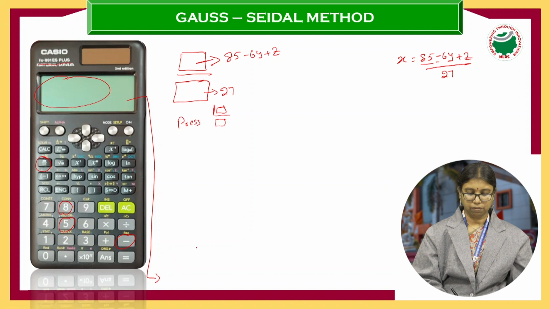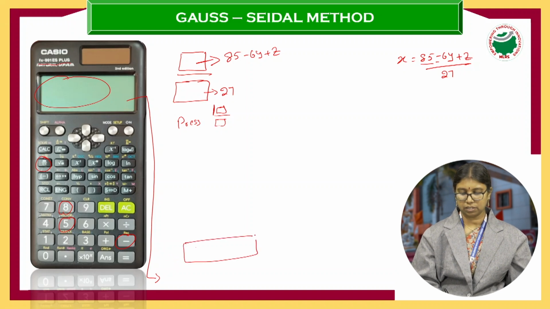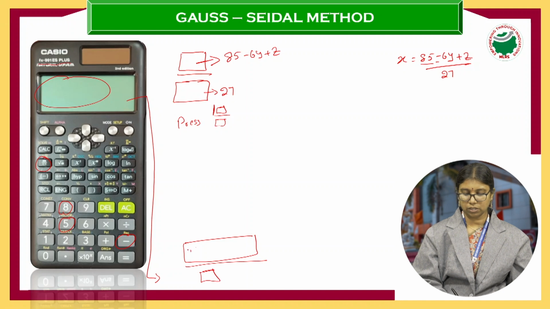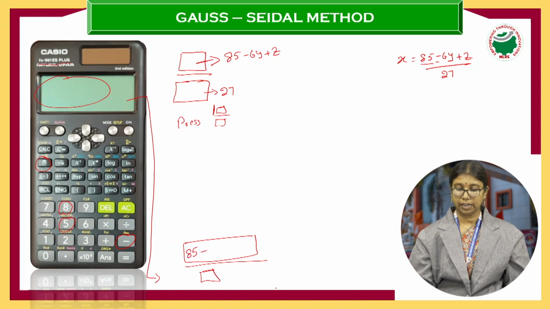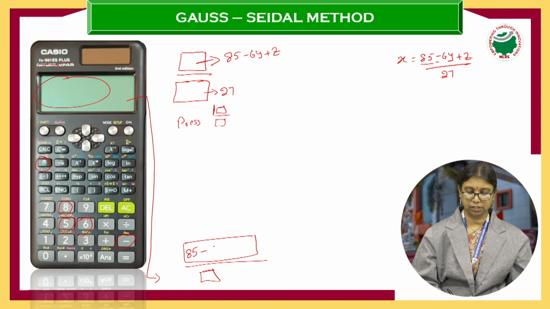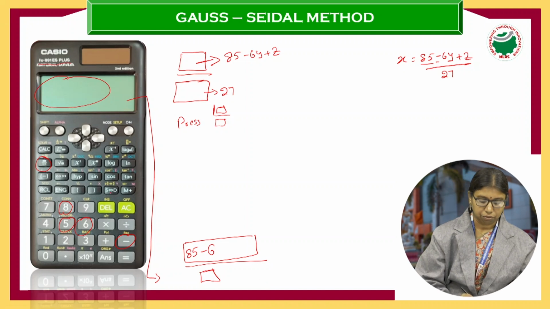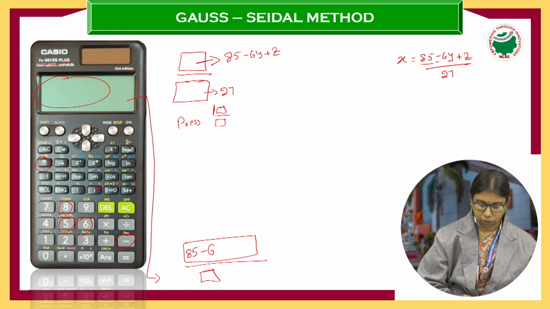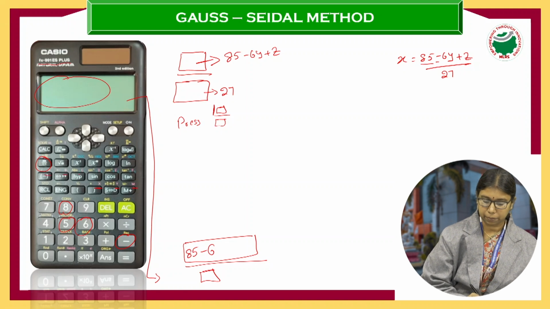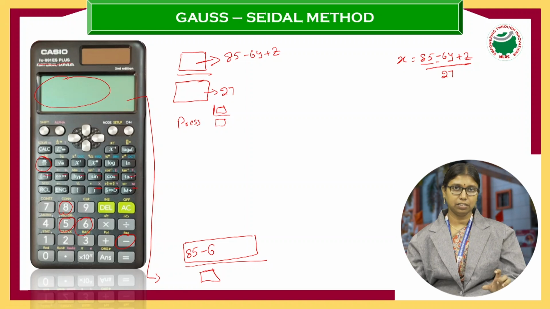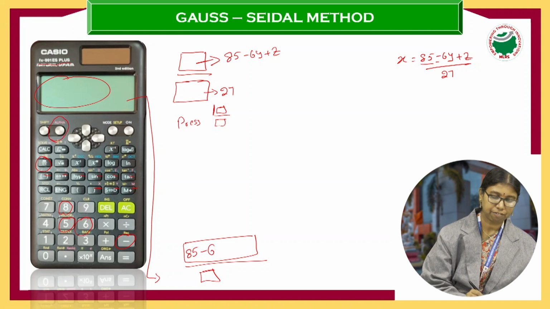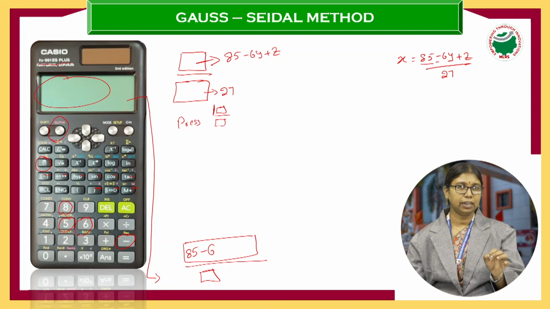See on the screen, once you have the fraction symbol, while you are typing it shows 85 minus, next 6y. Press the 6 button, you will get 6. Now you have to press the y alphabet. We have some alphabets in your calculator, like X, Y, M, A, B, C, D, E, F. To get an alphabet on the calculator screen, we have the alpha button. By pressing the alpha button and the corresponding variable, you will get that variable on the screen.